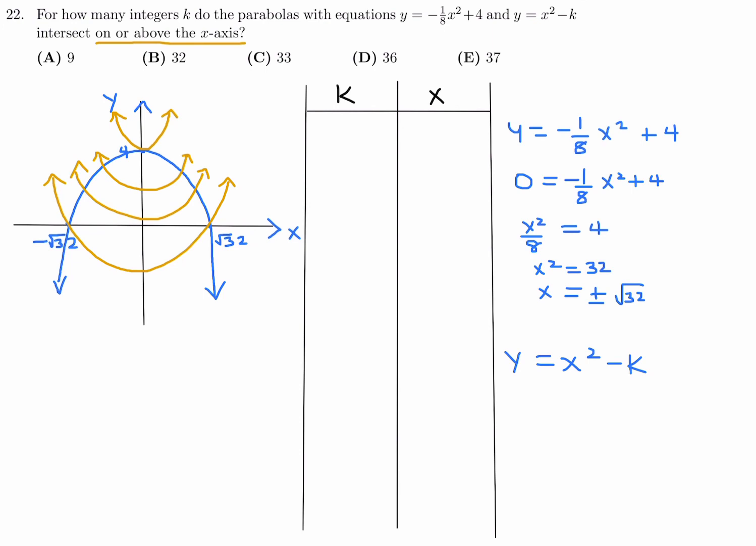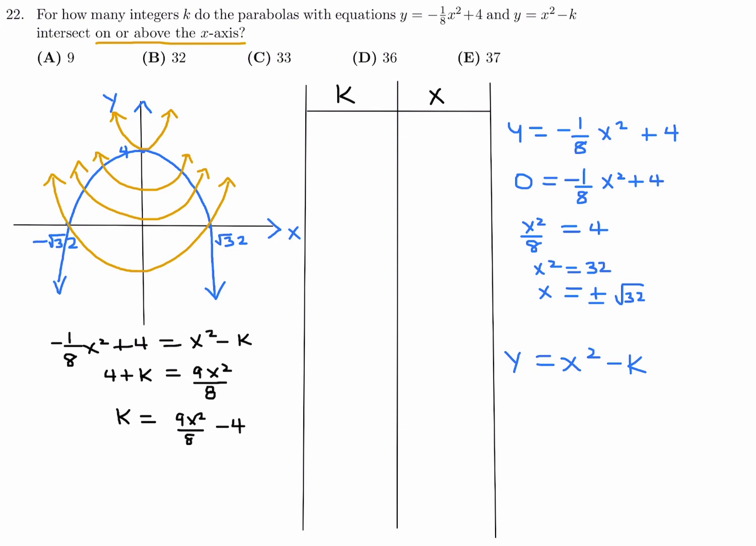All right, here we go. So we got to set this equal to this and then work with that. So we've got minus 1 over 8 x squared plus 4 is equal to x squared minus k. All right. Putting everything on one side, we got 4 plus k is equal to 9x squared over 8, like that. And therefore, I guess we can isolate for k, 9x squared over 8 minus 4.